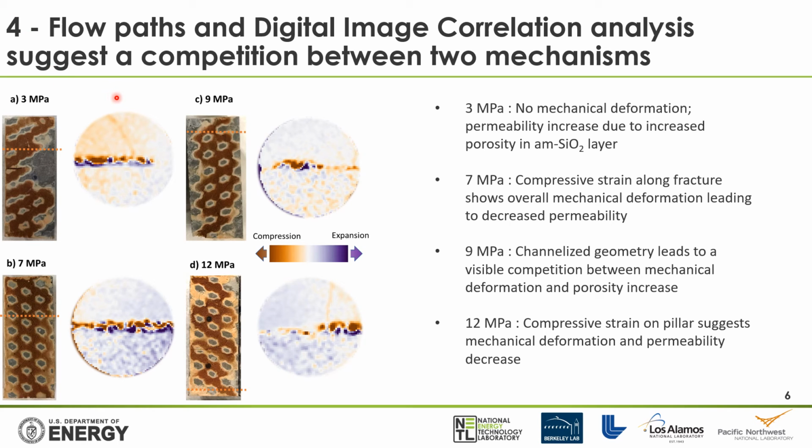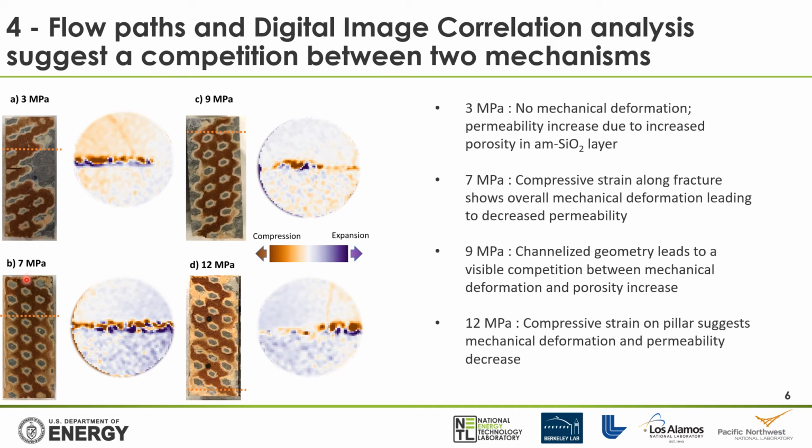DIC analysis supports this statement. Starting with 3 MPa, we can see no compressive strain, in brown, on the pillars. So, what does it mean? It means that the pillars maintain the opening of the fracture, suggesting that the increase of permeability within this sample was due to the increase of porosity within the amorphous silica layer.